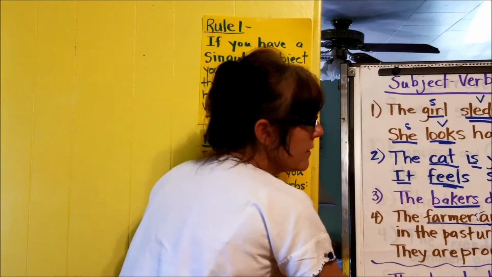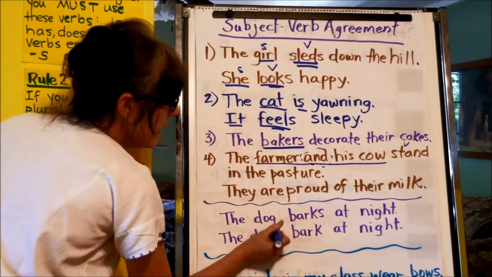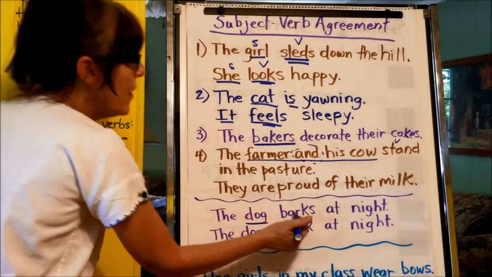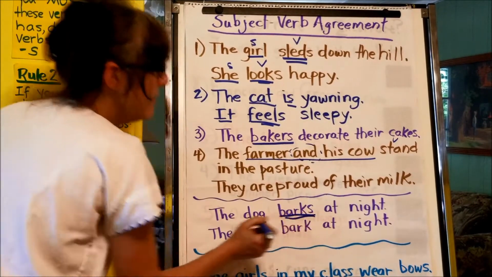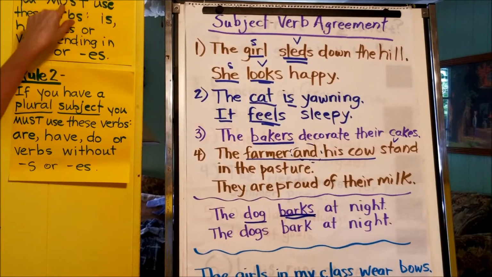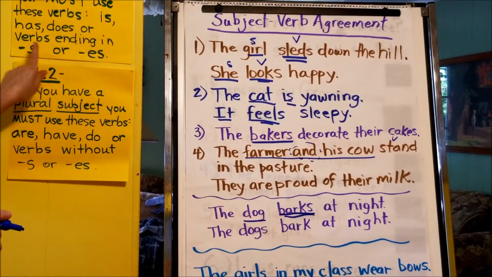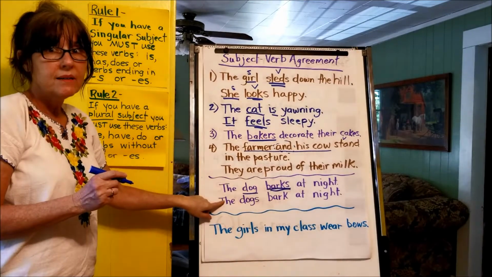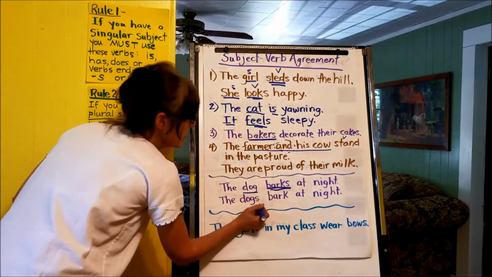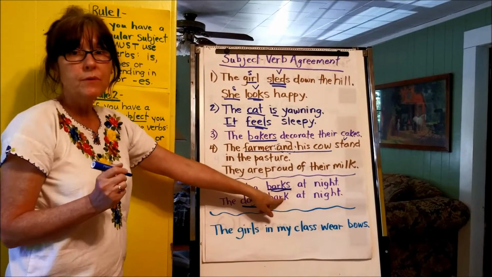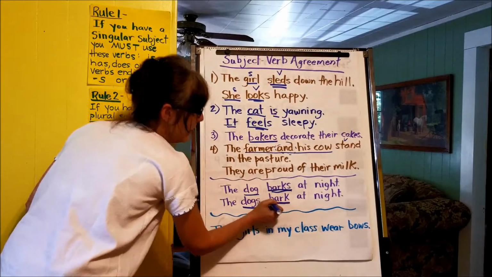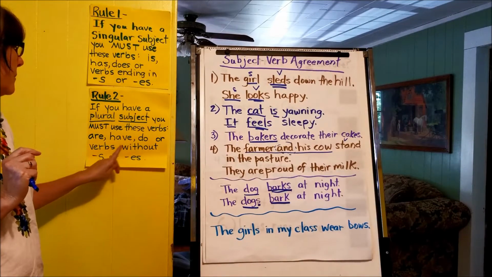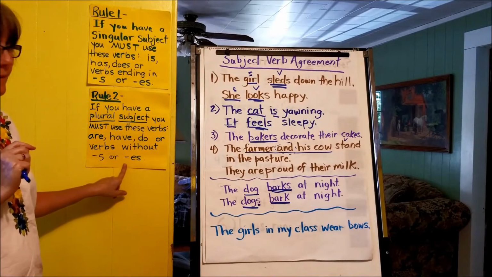The dog barks at night. I have a singular subject. The dog is the one doing the action. There's no s on dog, but my verb then has to have that s on it because of rule 1. Singular subject must use verbs ending in s. When I change my subject to dogs, which is plural, I have to change my verb also to not have an s because of rule number 2. If you have a plural subject, your verbs are without s, okay?